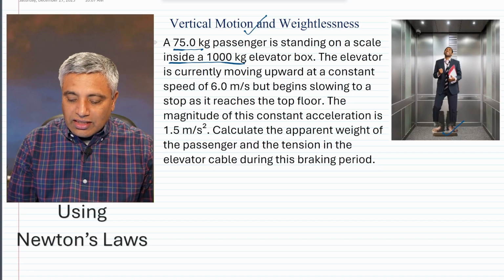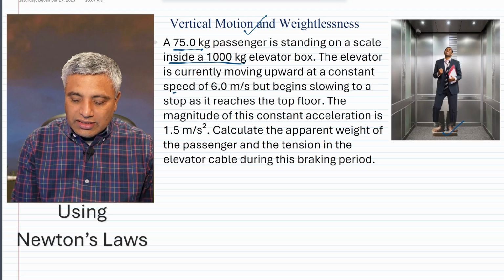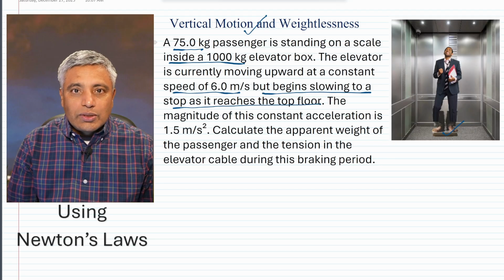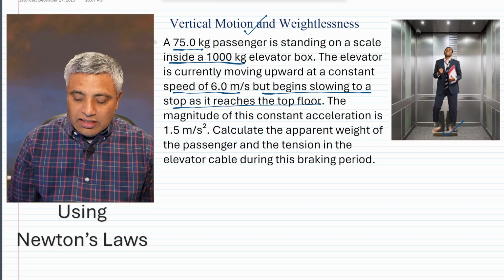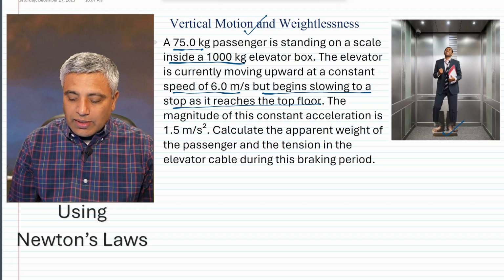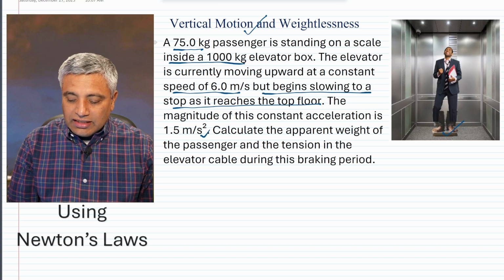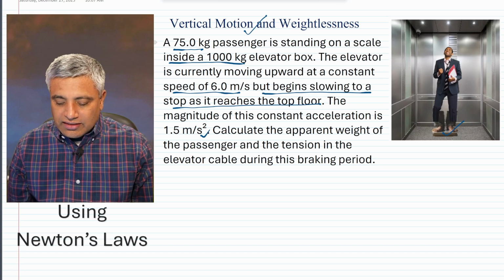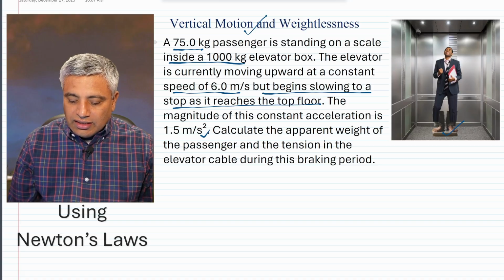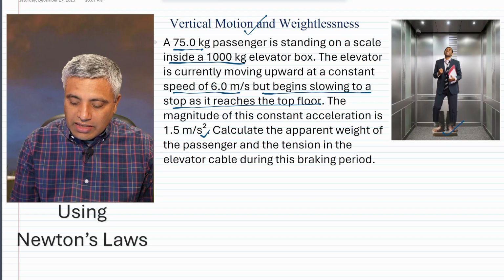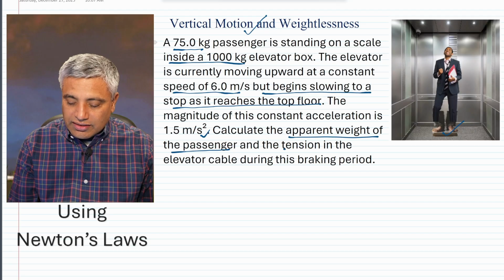The elevator is currently moving upward at a constant speed, but begins slowing to a stop as it reaches the top floor. It starts slowing, which means now it is accelerating. The magnitude of this constant acceleration is given. Calculate the apparent weight of the passenger and the tension in the elevator cable during the braking period. So two parts in this problem: apparent weight of the passenger and the tension.